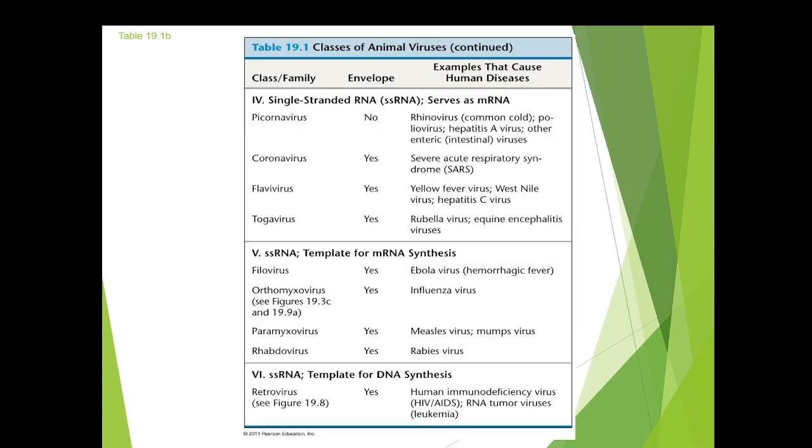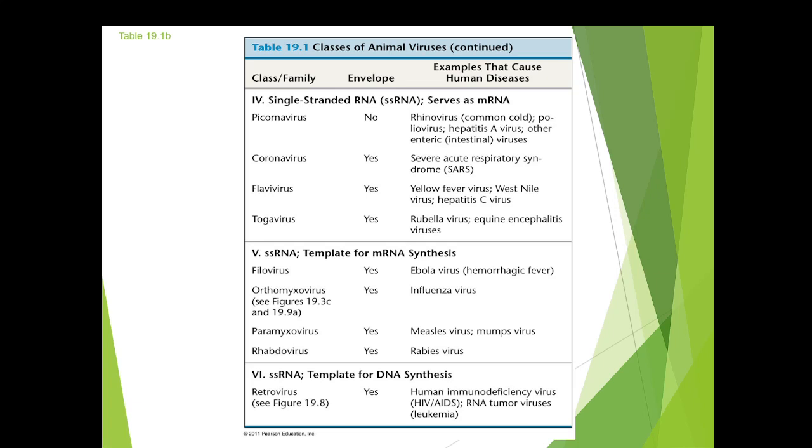As we move into class 4, these are single-stranded RNA viruses. Now, in this, we start splitting hairs because there are 2 different types of single-stranded RNA viruses. One, where the RNA itself is going to serve as the messenger RNA. And I hope you can understand how quickly these would work, because as soon as that RNA gets in there, it's immediately ready to make proteins. It's immediately ready to get copied, and there's no extra step involved.